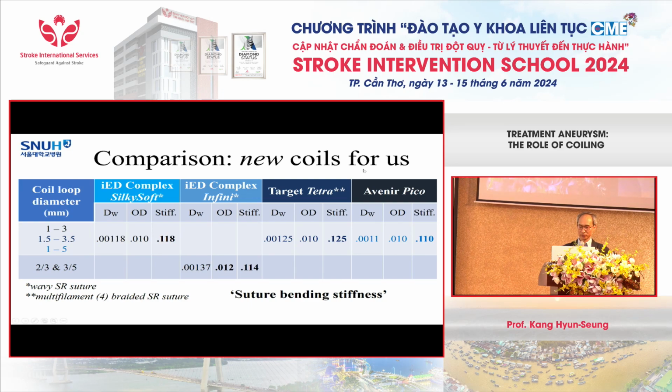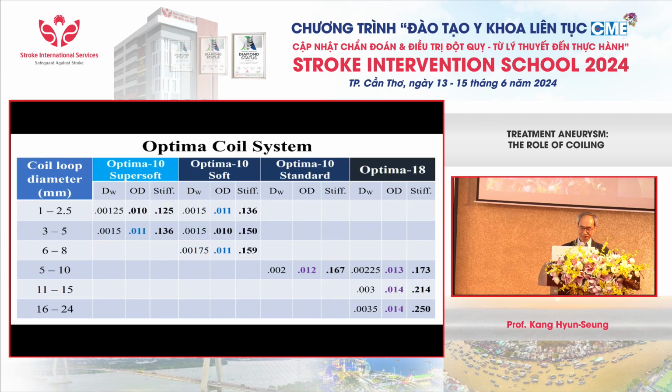Now in the market we have newcomers. So the ID coil has a very low stiffness. And the Target Tetra has the same stiffness, but a very different coil loop action. And the Avenue P coil shows a very low stiffness as well. So you can consider those new coils in some special situations.